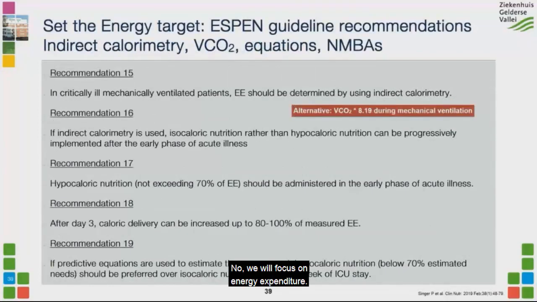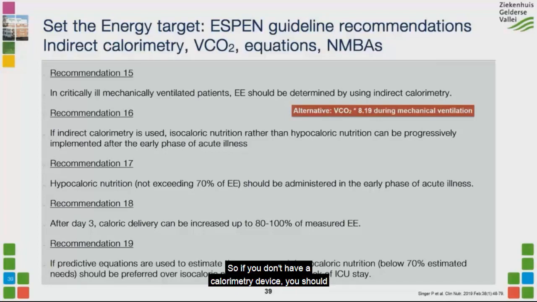Now we will focus on energy expenditure. That's very important. And in the recent ASPEN guidelines we have published, I was one of the guideline makers, as you probably will know. We recommended that indirect calorimetry should be performed in all critically ill, mechanically ventilated patients. As an alternative, we can use another technique, the VCO2 from the ventilator, times 8.19. This also gives an indication, and I will come back to that later.